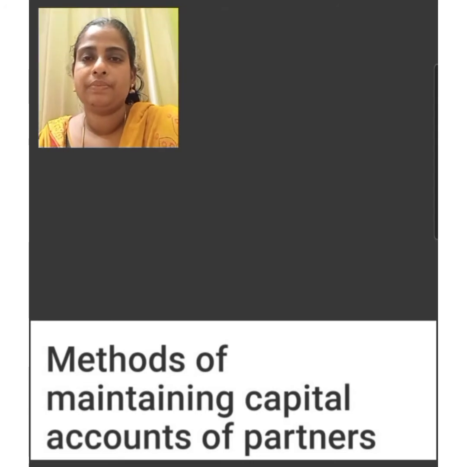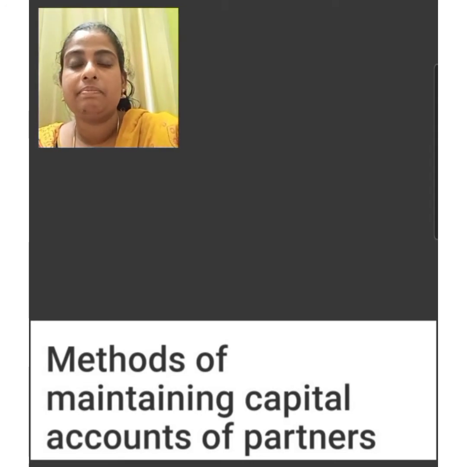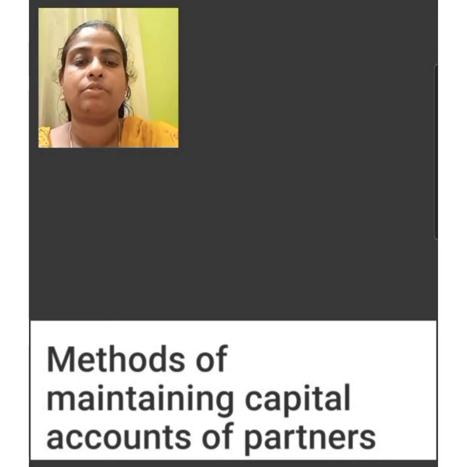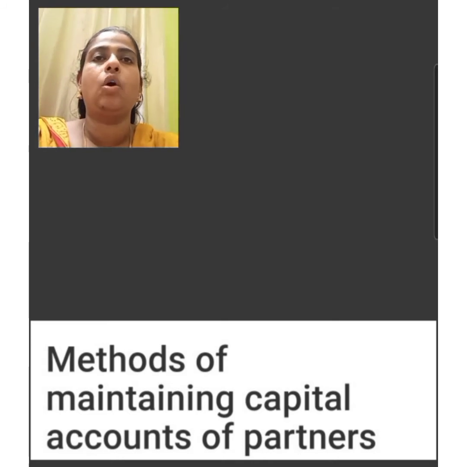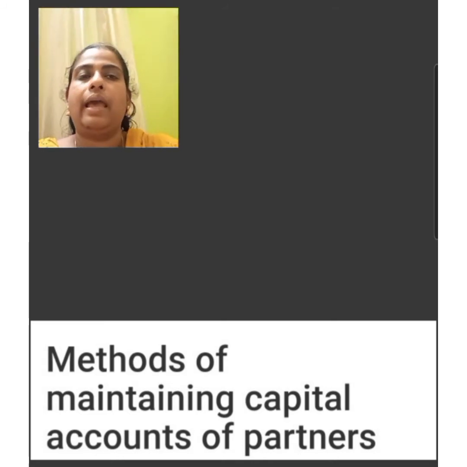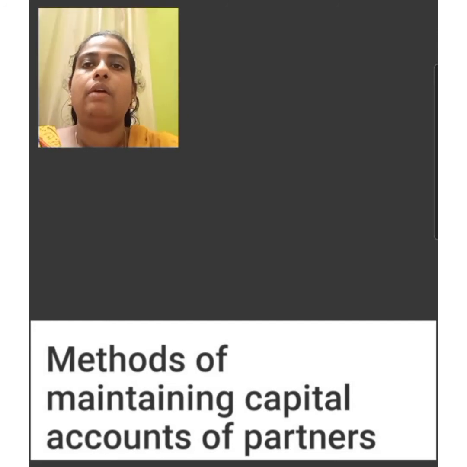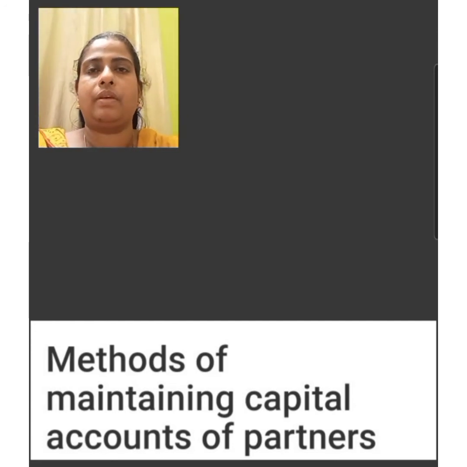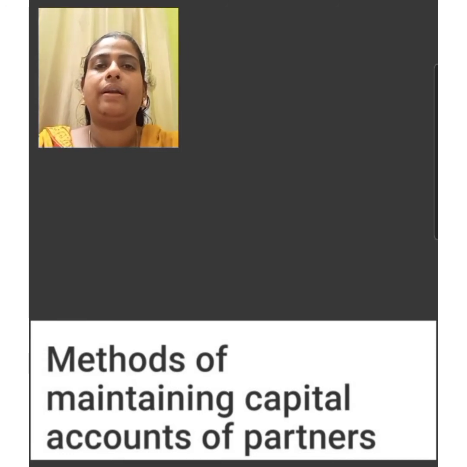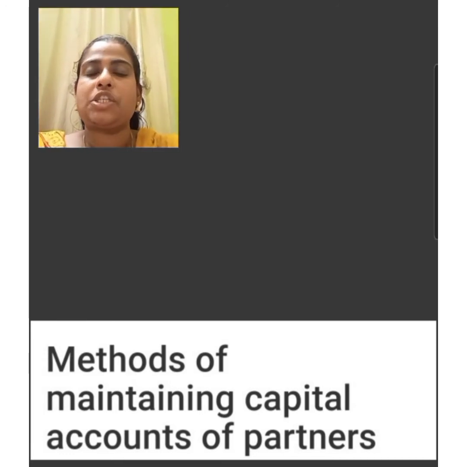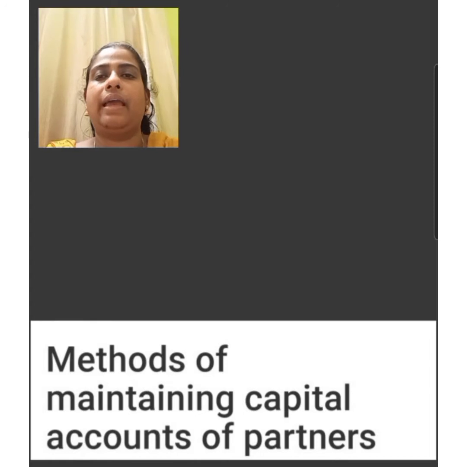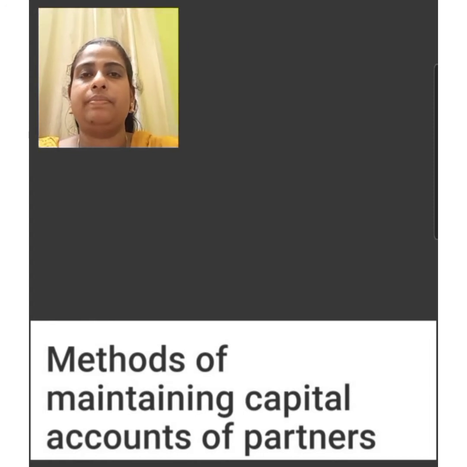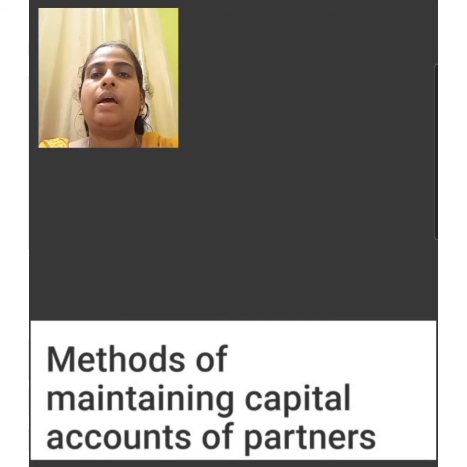Today in this module, we are going to learn about the different methods of maintaining capital accounts of the partners. A partnership firm has more than one owner, that is partners, and a capital account is maintained for each partner separately. It is so because each partner has separate transactions with the firm. For example, suppose Atul, Amit and Akhil are three partners in a firm. There shall be three capital accounts, one each for Atul, Amit and Akhil.